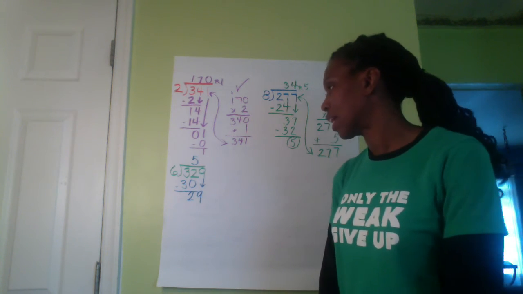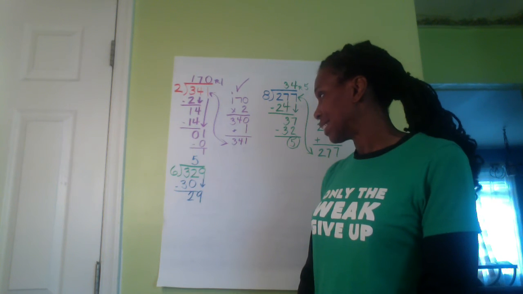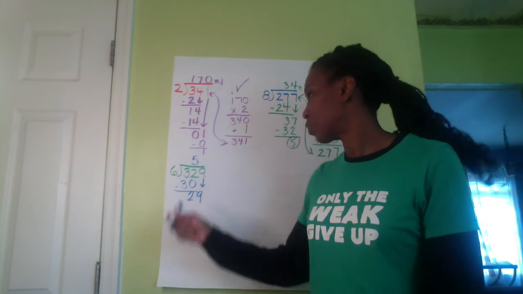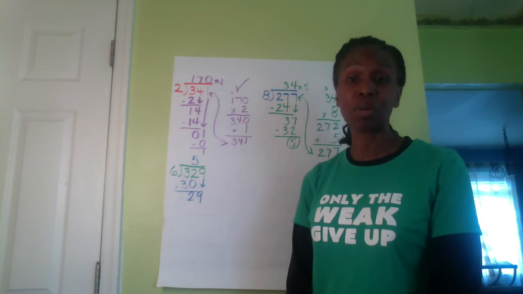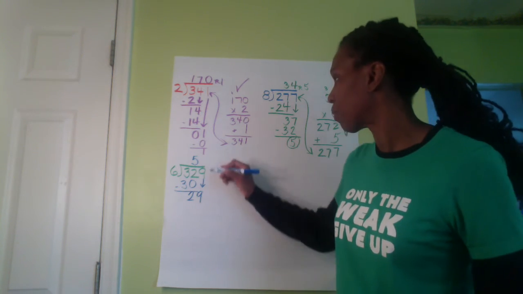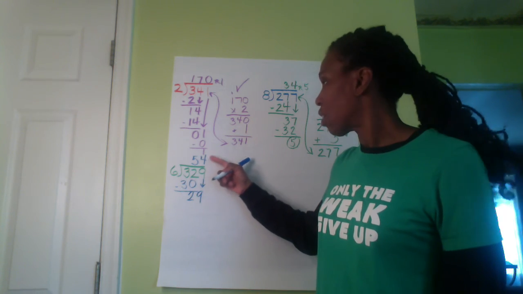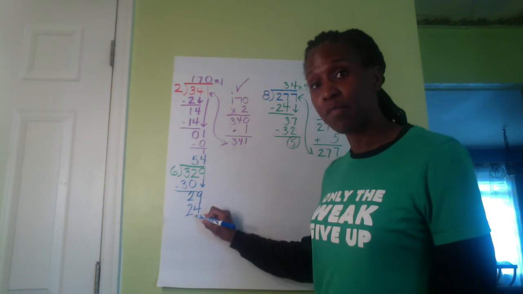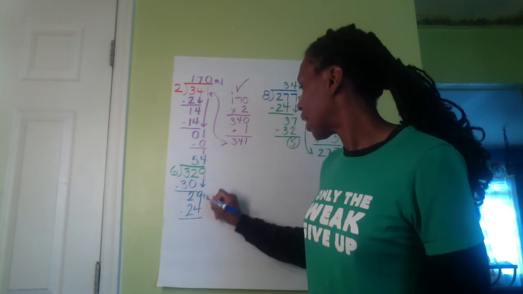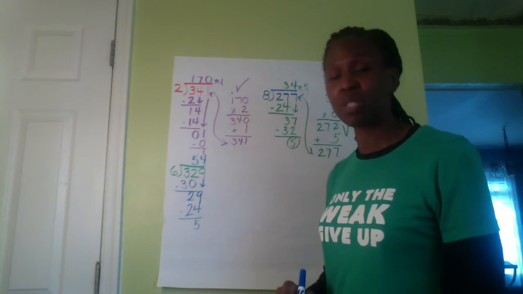Now I repeat. Start all over again. Now it's 29 divided by 6. Well, I think I'm going to have to go with the 4 because we just used 5. 5 times 6 was 30. I need something lower, so I'm going to be working with 4. The 4 goes right here above the 9 that I brought down. 4 times 6 is 24. Now it's time for me to subtract. 9 minus 4 is 5. And then 2 minus 2 is 0.